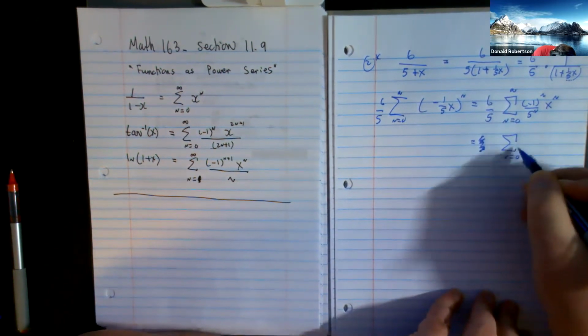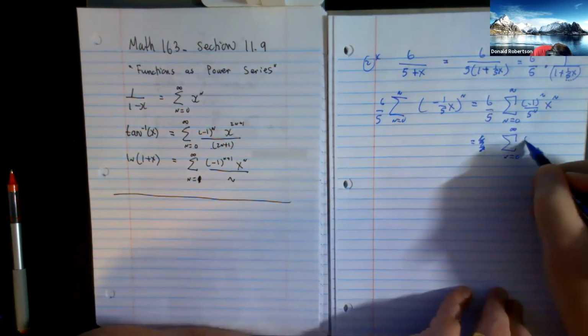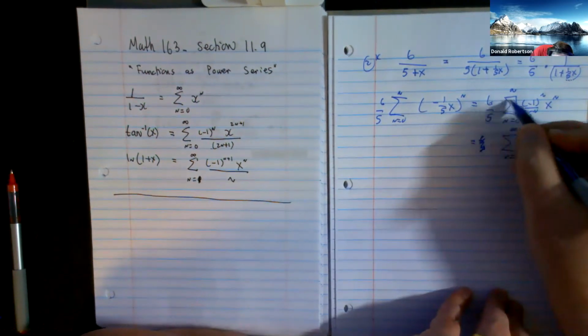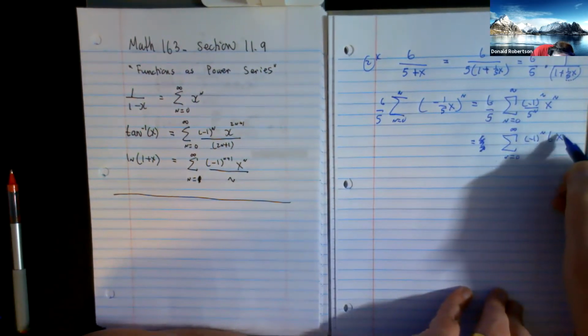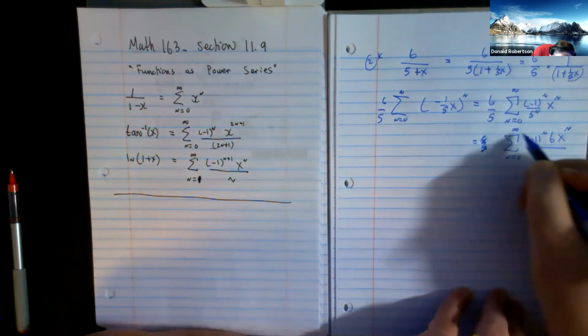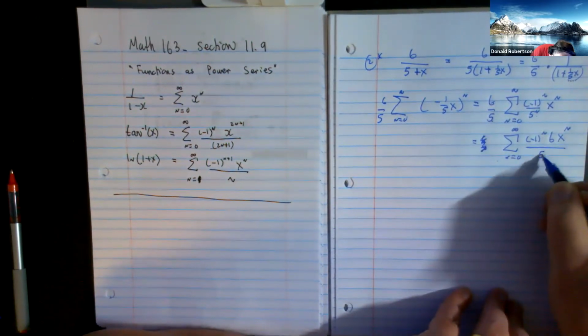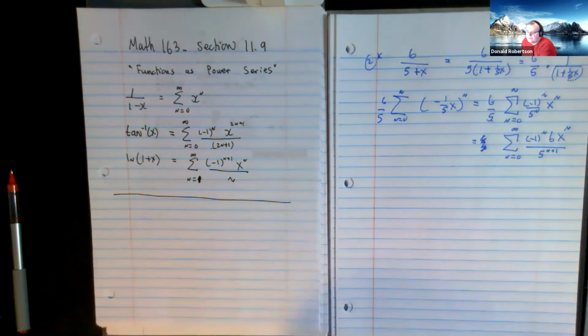We're almost done. I have a -1 to the n. The 6 comes in. I have an x to the n. I want this guy to join up with that guy and now have a 5 to the n plus 1.